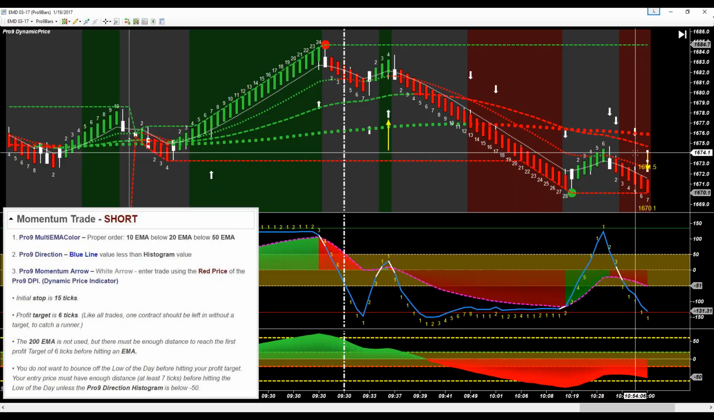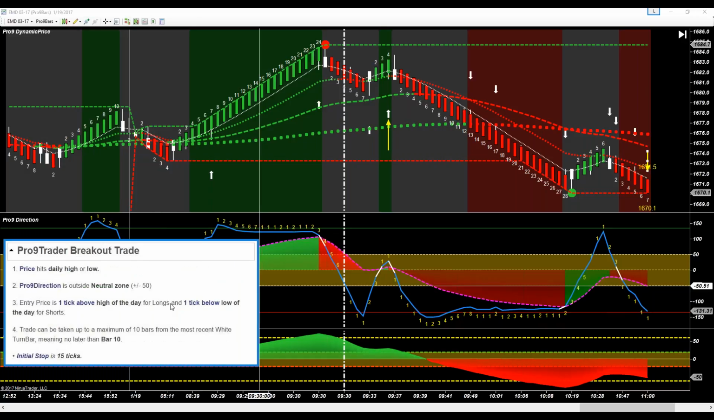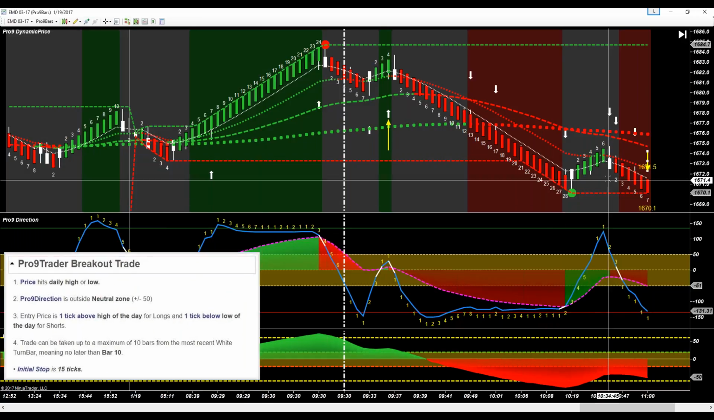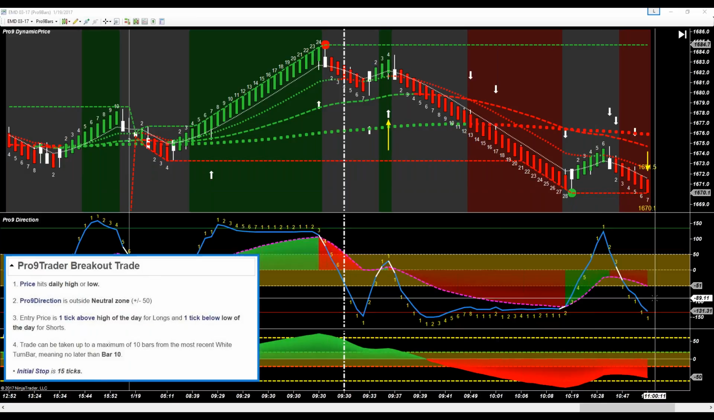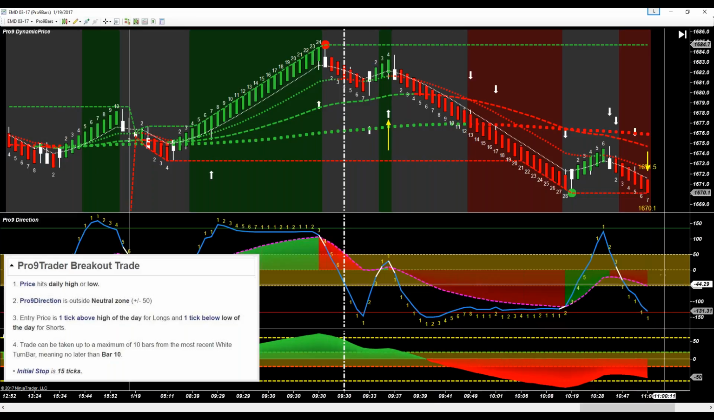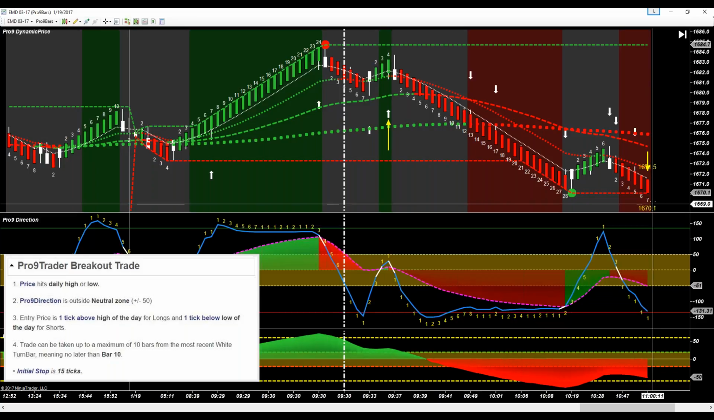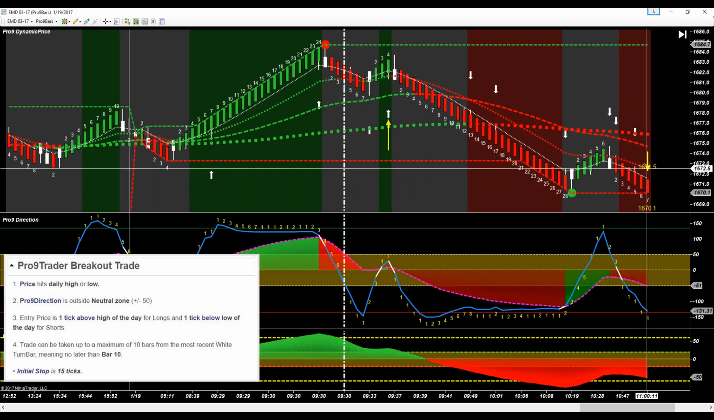I mean, ideally, you want to get in on the first entry point possible. But there are some members who like to stack trades, or if we just miss the entry, which will happen for various reasons. So the breakout trade we're looking for is our direction histogram to be outside of its neutral zone, which is this gold range, or minus 50. So we need to be at minus 51 or below for a short breakout. And our entry will be 1 tick below the current low of the day.